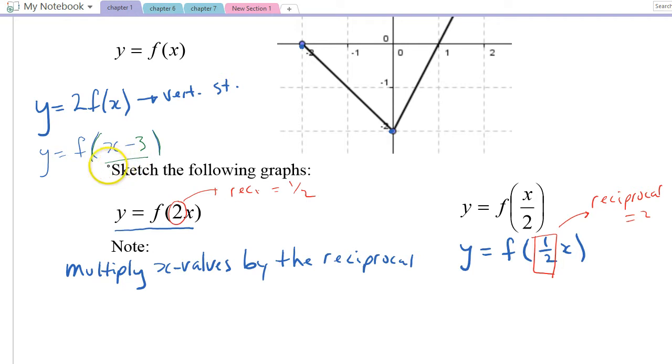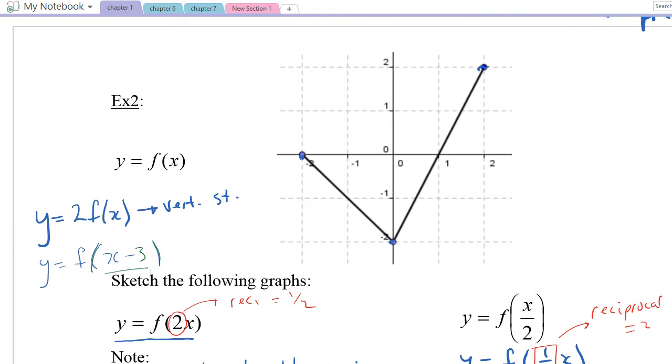We have to add 3 to the x values first to get the same y value. Here, if the x values are going to get multiplied by 2, we better start off with an x that's half as much in order to get the same result. So here we add 3, and here we multiply by the reciprocal. Instead of 2, we multiply by a half. Here, instead of multiplying by a half, we multiply by 2. Okay, so let's figure out our x's and our y's.